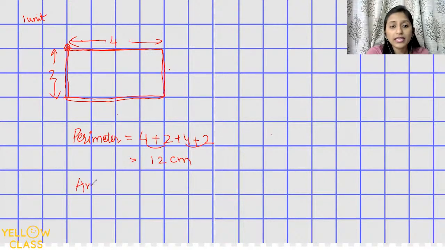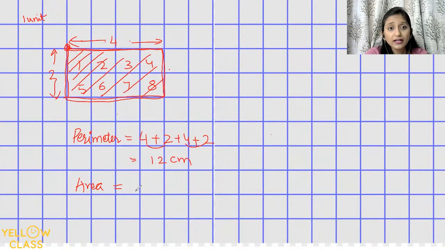Now, what is the area? Area is this inner space. For this, I am going to count these squares. This entire inner space, which I am shading, is the area. So what is the area? These are the 8 squares which can fill in my rectangle. So I can find out area as 8 centimeters square just by counting the squares filled in it.